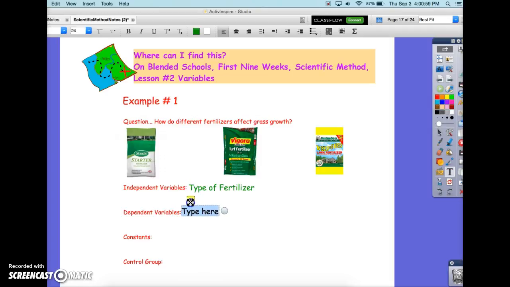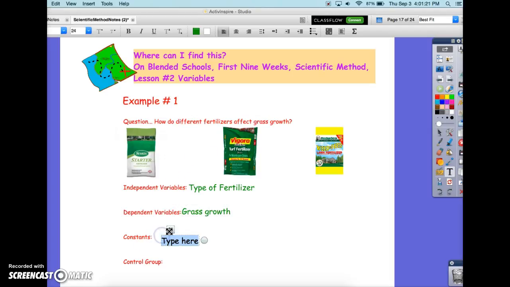And so we ask ourselves now, in the dependent variable, what is the scientist measuring? And in this case, the scientist is going to measure grass growth. It can't just be grass, it has to be grass growth because grass isn't really measurable. But the growth of the grass is something very specific that we can measure.